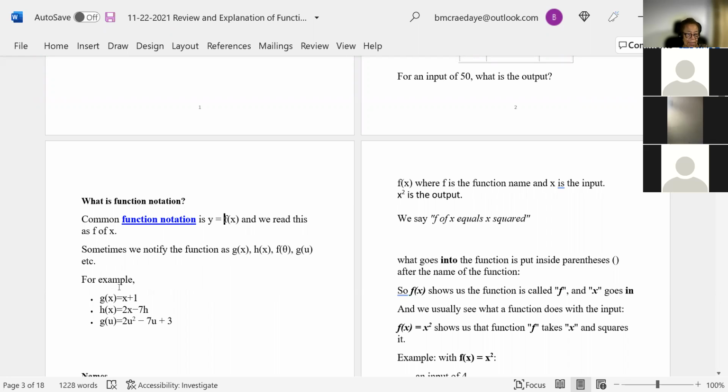g of x equals x plus 1. h of x equals 2x minus 7h. g of u equals 2u squared minus 7u plus 3. Now notice what you put in parentheses is your input. So if you put values over here, let's just take this first one, Audrey. Latoya, I'm putting this as a 2. Now, g of 2 would be equal to what?